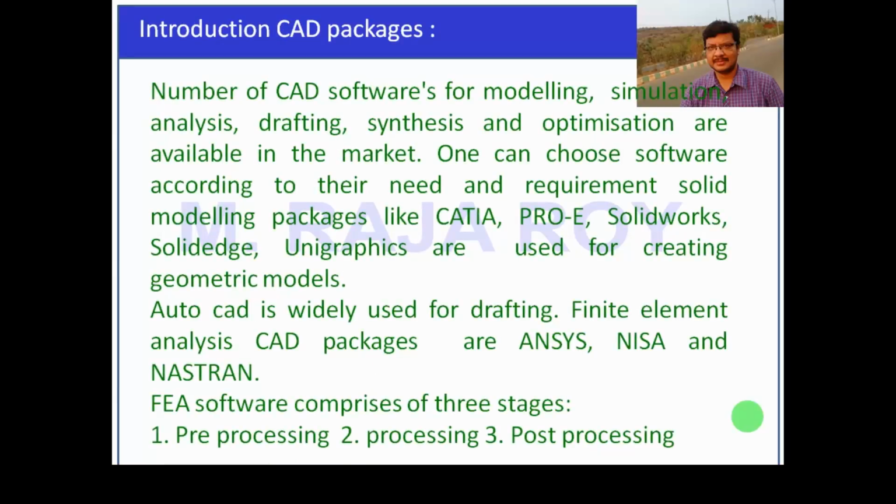Introduction. CAD packages. A number of CAD software packages for modeling, simulation, analysis, drafting, synthesis, and optimization are available in the market. One can choose software according to their need and requirement. Solid modeling packages like CATIA, Pro/E, SolidWorks, Solid Edge, and Unigraphics are used for creating geometric models. AutoCAD is widely used for drafting. Finite element analysis CAD packages are ANSYS, NISA, and NASTRAN.